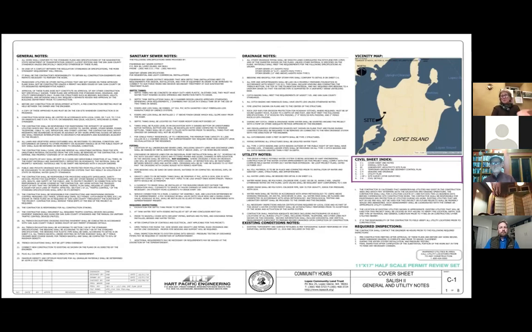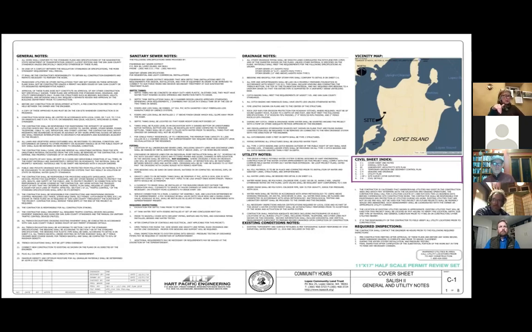So this is a typical cover sheet. It just has some general notes and utilities. A lot of times you'll see something like this. This is the index here. So it says you've got a cover sheet, and then you've got your site plan, and the architects have done their plan. You've got the survey, grading, drainage, the utility plan, and then some details.